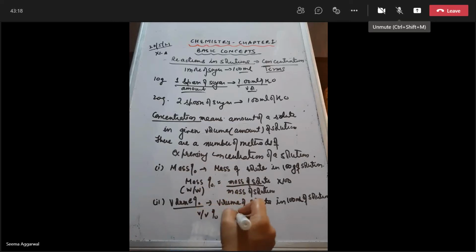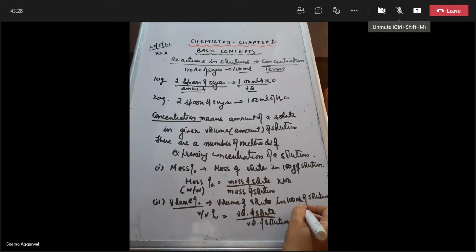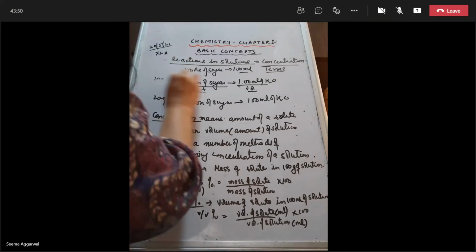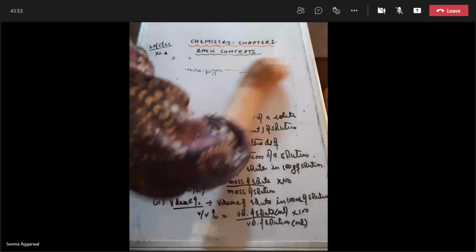Percent is equal to volume of solute upon volume of solution into 100. So if the solute is in ml, then the solution will also be in ml. If I take the solute in liters, then it will be in liters. Same unit. So volume of solute upon volume of solution into 100. Is it okay? For the time being, I am telling you all the terms, then we will be doing the questions based on this.